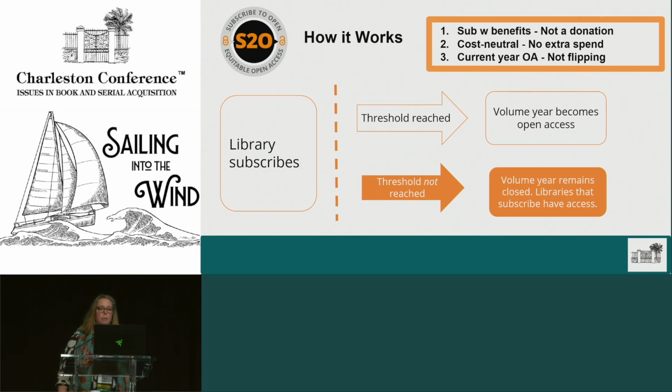So the model is quite simple. It's an equitable open access model for scholarly journals that enables subscription journals to open access to current year's content without APCs. So it's quite equitable. Libraries continue their subscriptions or begin new ones. Typically there are subscriber-only benefits, so it isn't a donation. And if the annual funding threshold is reached, that volume year's content becomes open access. If the threshold is not reached, then the content remains available only to subscribers just as before.